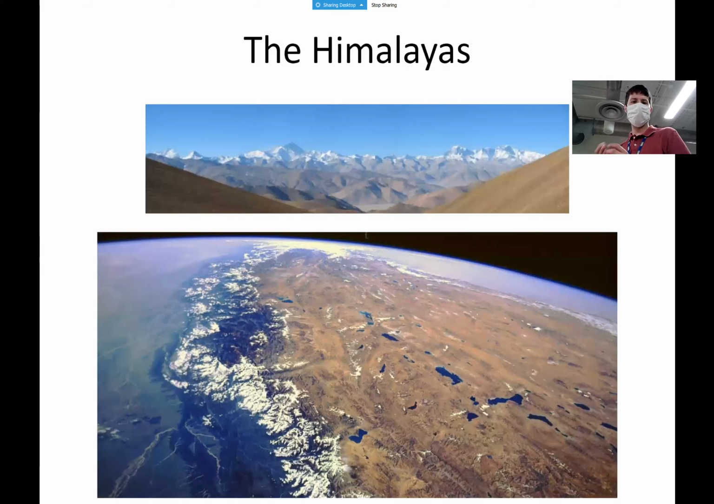A really good example of this is the Himalayas. That's the mountain range where Mount Everest can be found, which is now a very popular tourist attraction. What makes Mount Everest so popular? Do you guys know?